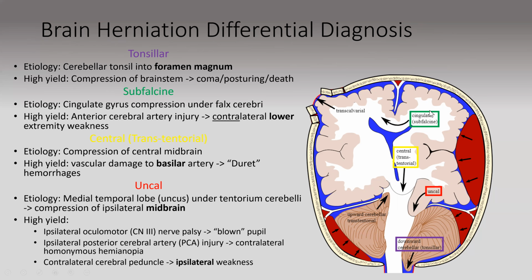So then you have subfalcine. So this is the cingulate gyrus being herniated across, underneath the falx cerebri here. So the high yield for this syndrome is that what runs here, if you picture an artery right in this spot going through the image here, the ACA runs through this area. So as the cingulate gyrus herniates across, it hits the ACA. So what do we get with the anterior cerebral artery? We get contralateral lower extremity weakness. So if this was the right side ACA, you'd get left-sided lower extremity, left-sided leg weakness.